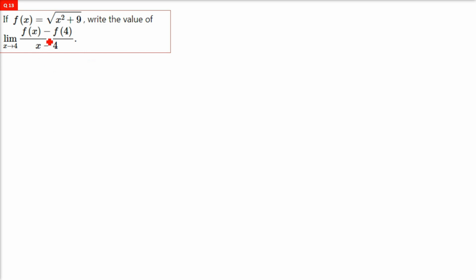If f(x) equals under root x square plus 9, write the value of this limit. So it's a very straightforward question. There is no trick, nothing. Just solve it the way we have been solving the questions. I'm not writing all the steps. That's why I always show you the solution so that you know how to write it. So this is under root x square plus 9.